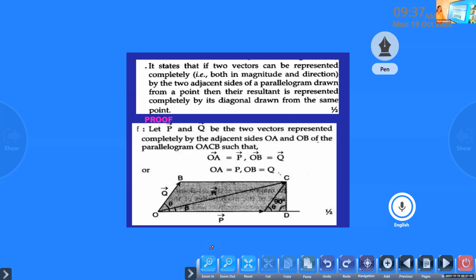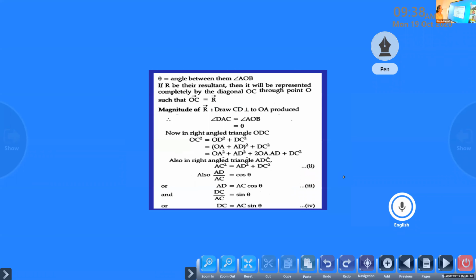On the basis of this, we are going to derive an equation. How can you find out the vector addition, this answer, that is A plus B? How can we find out using parallelogram? So I have downloaded one, but it is not so much clear. Okay, let me draw the diagram here.